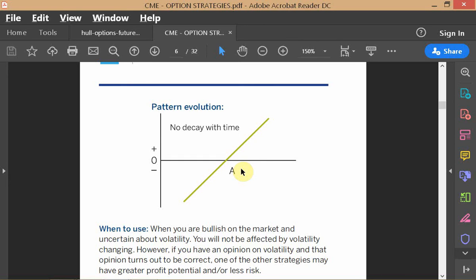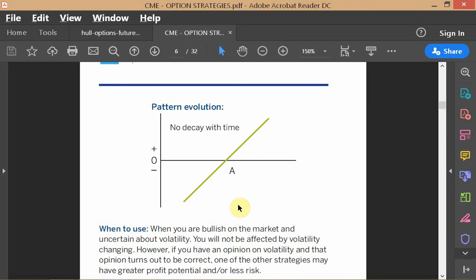If I must have the same result as the long futures profile, are you following my question? What are we trying to do? I want the same outcome, but I want to do it in a different way. Instead of using futures, I want to use options and create the same result.